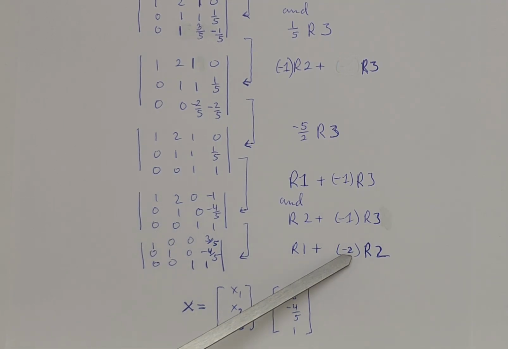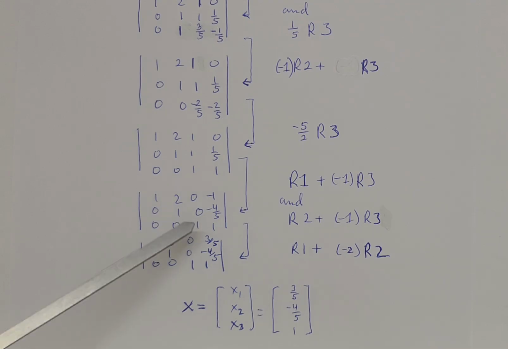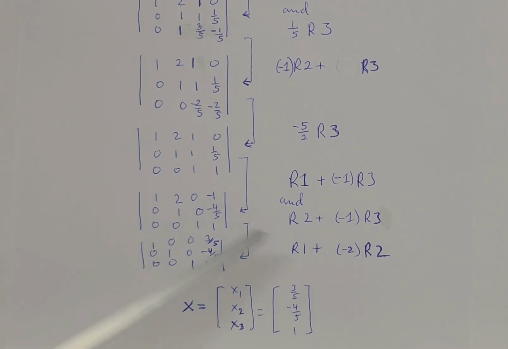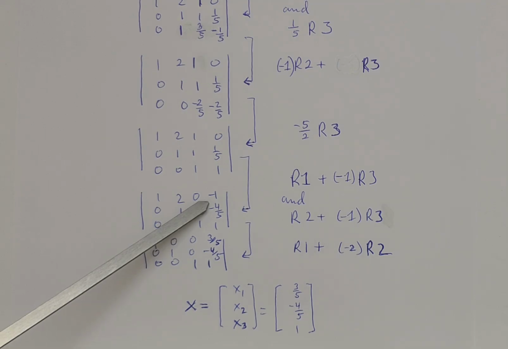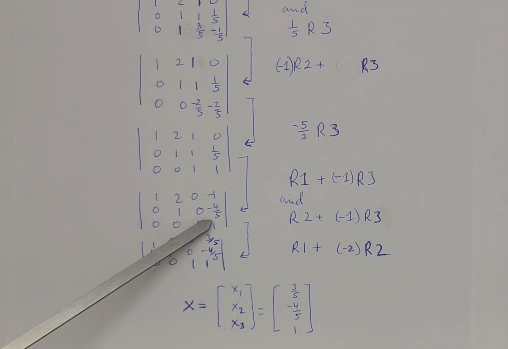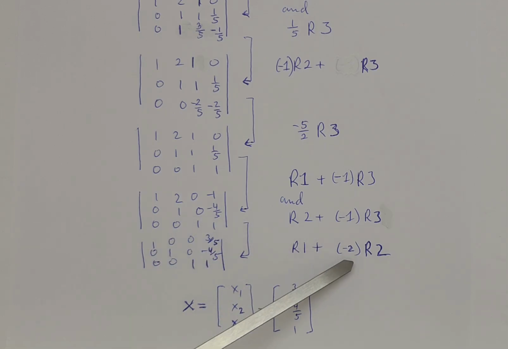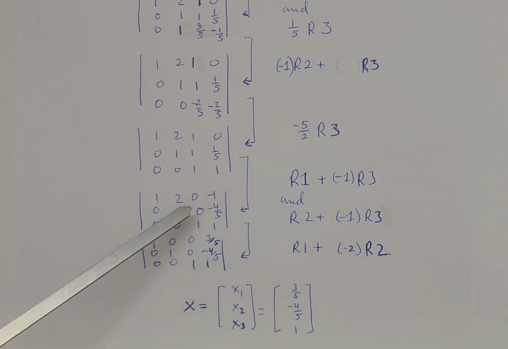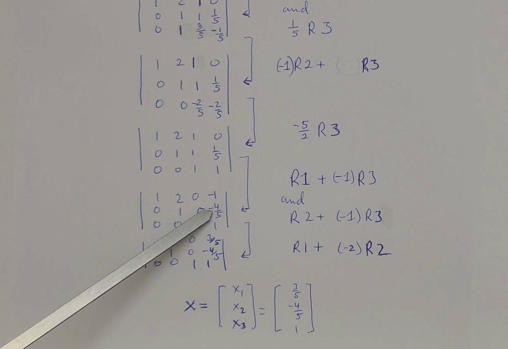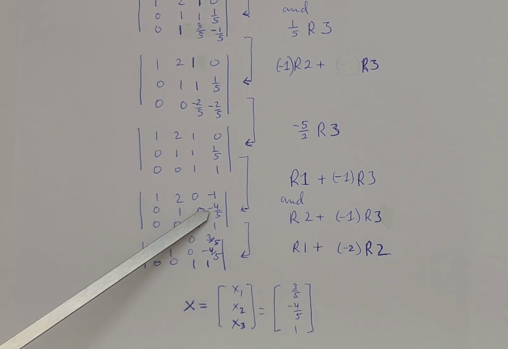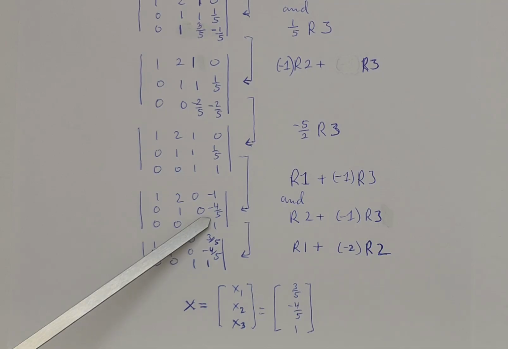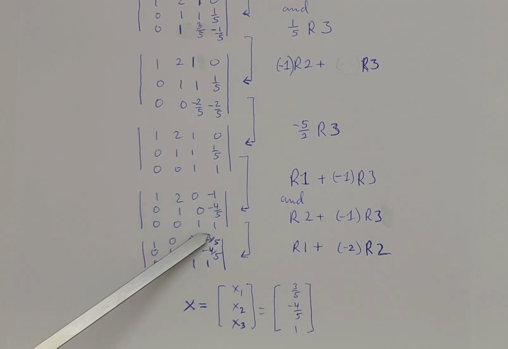Negative 2 times this right here. Okay, so negative 2 times negative 4/5 gives me positive 8/5. Subtract 1 gives me 3/5.